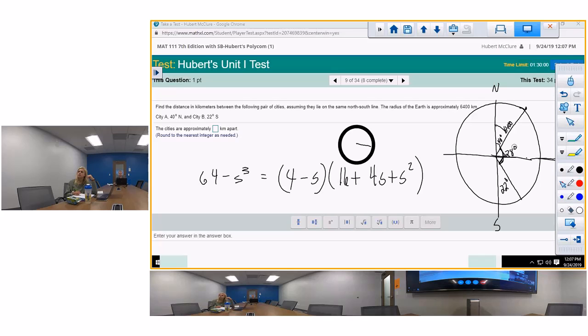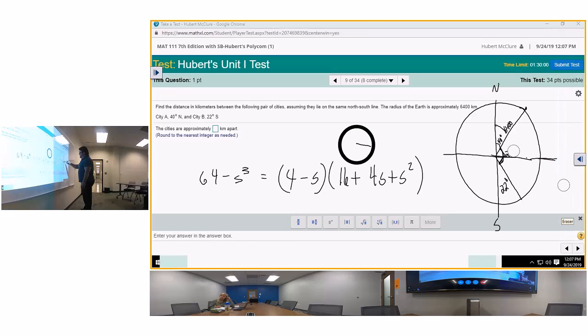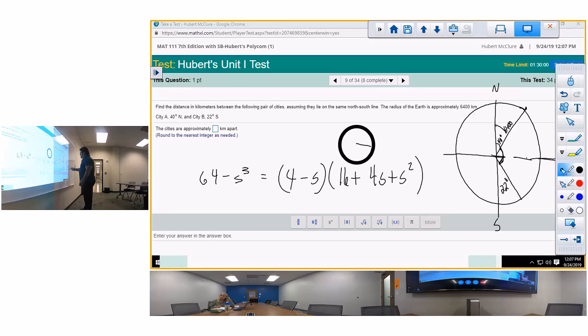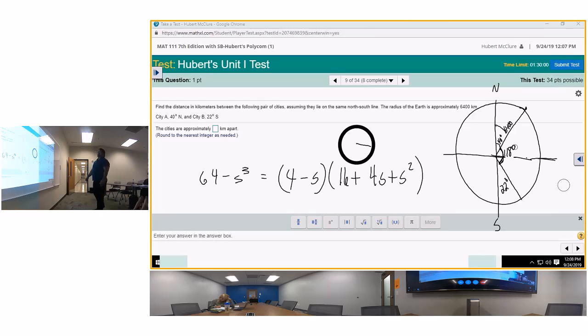Wait, wouldn't it be 118? Oh, yeah, 180. I'm sorry. What is it from 180? 118. See, that doesn't make any sense because we're not in law of sines and law of cosines.